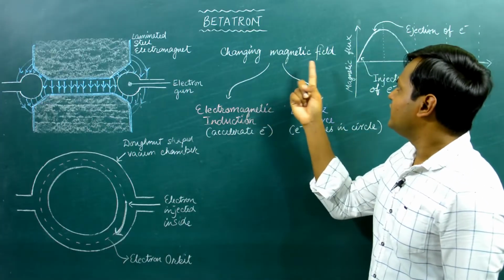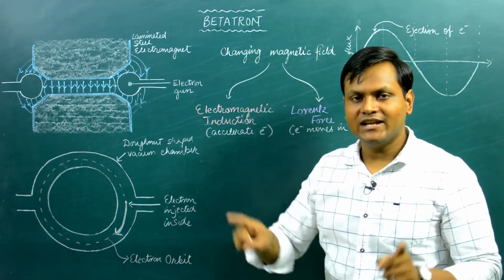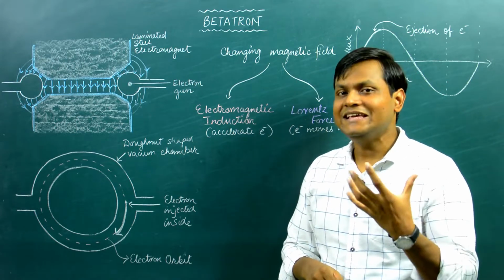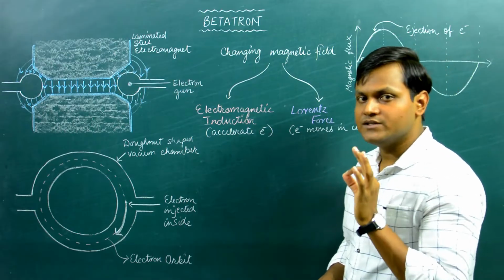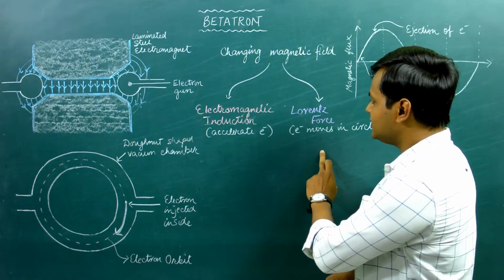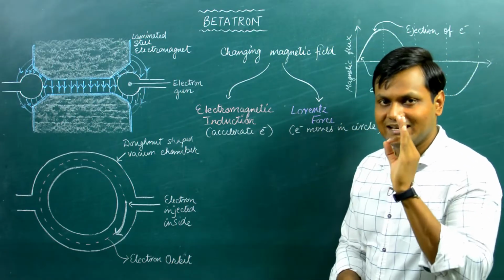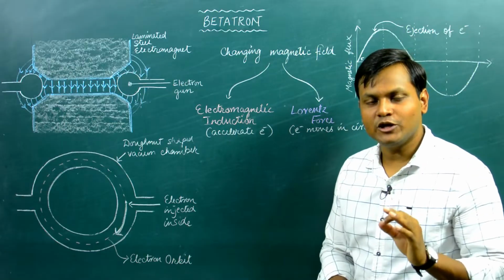So what is the effect of the magnetic field? If you understand the effect of the magnetic field, the entire mechanism of Betatron will be very easy for you to understand. Okay, so let's look at the changing magnetic field, what it does to the motion of a particle like electron. It does two things. There are two things that the changing magnetic field basically does to the motion of an electron. If you understand both these two things, everything is going to be very easy.